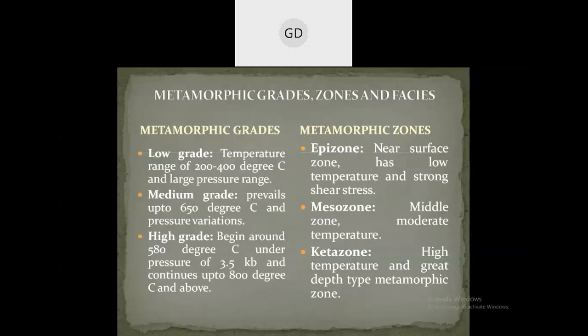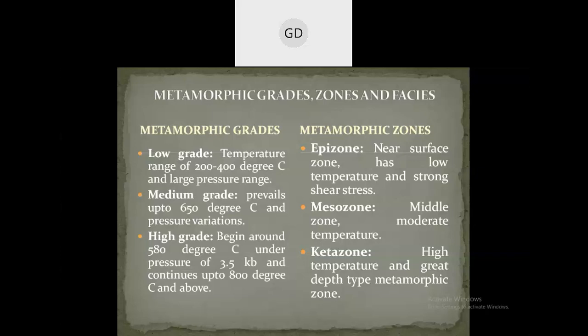Also, there are some minerals. These grades are indicated by a set of minerals, and those are known as your index minerals. So for the low metamorphic grade, the important index minerals are laumontite or prehnite or lawsonite. So these are your index minerals of your low grade.